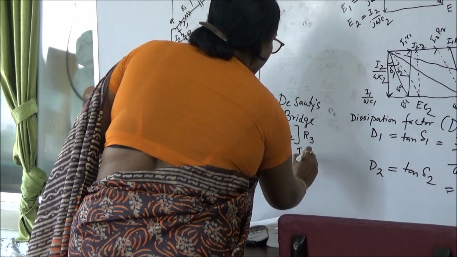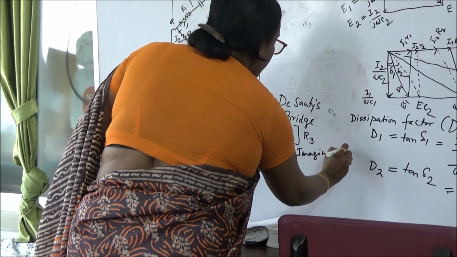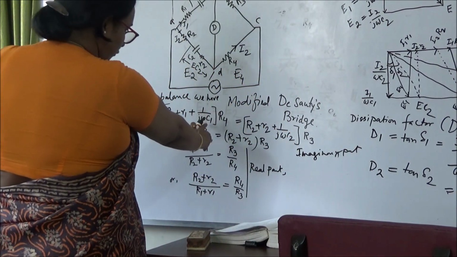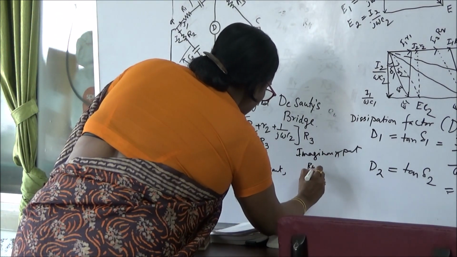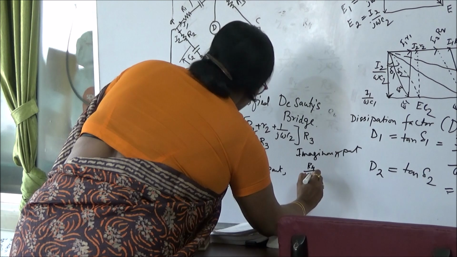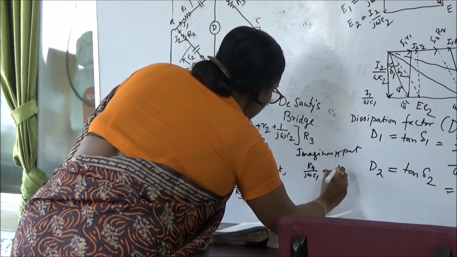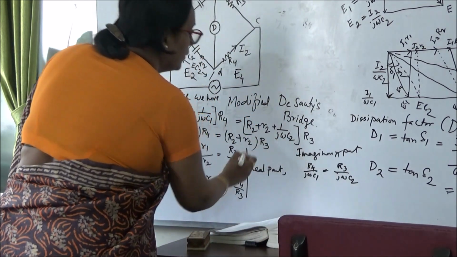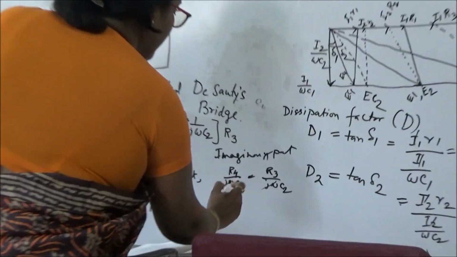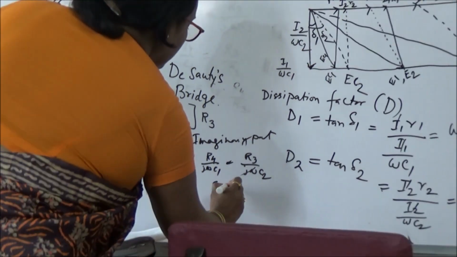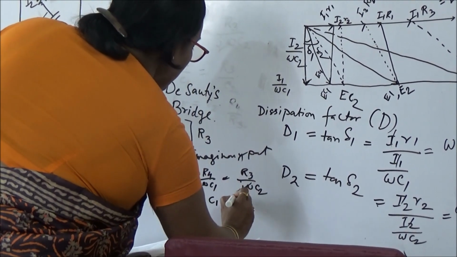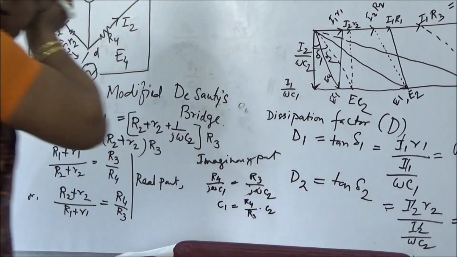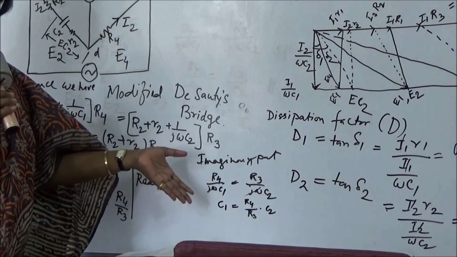Imaginary part, what is this? In imaginary part we can see that R4 by j omega C1 is equal to R3 by j omega C2. J omega cancel. So C1 is equal to R4 by R3 into C2. So that's all. This is the Sauty bridge.